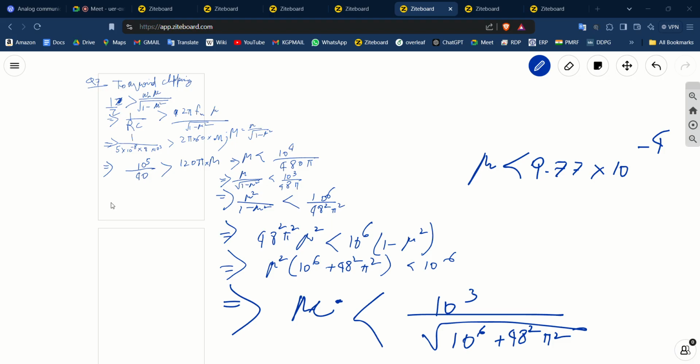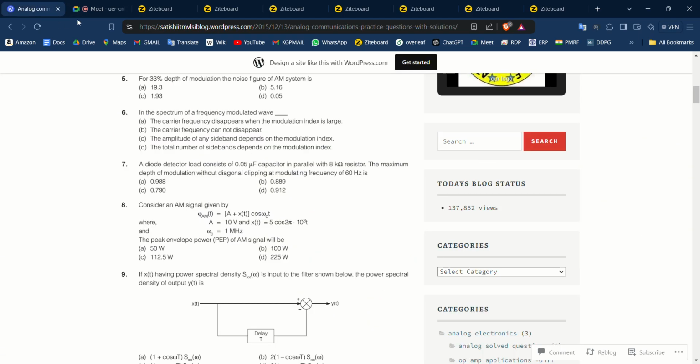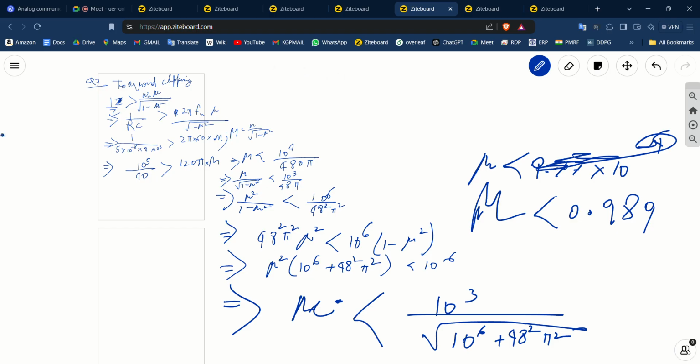Okay, 1011. So 1000 divided by 1011 is 0.989. So mu is less than 0.989, which is option A, no, 0.988. So the correct answer is option A.